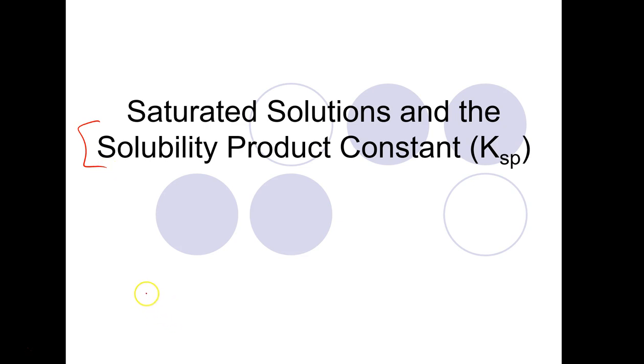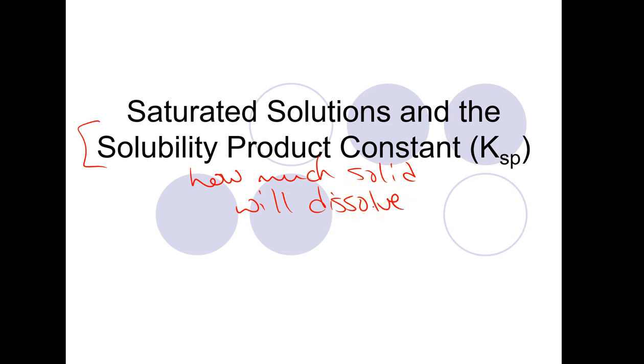The solubility product constant tells you how much solid will dissolve, which is actually kind of important if you think about it. I mean, coral reefs are made out of calcium carbonate. It's pretty insoluble, but some of it does dissolve, and there are certain things that can shift that dissolving equilibrium one way or the other. Well, then the coral reefs are gone. If they all dissolve, they're going to be gone. So it's kind of an important concept.